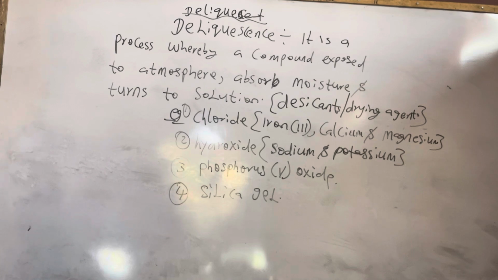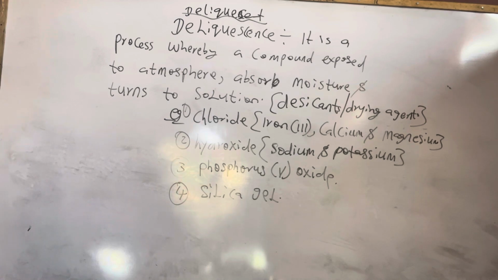Remember that those compounds are used as desiccants or drying agents because of their high affinity for water. Examples are mostly chlorides: chlorides of iron 3, chlorides of calcium and magnesium.